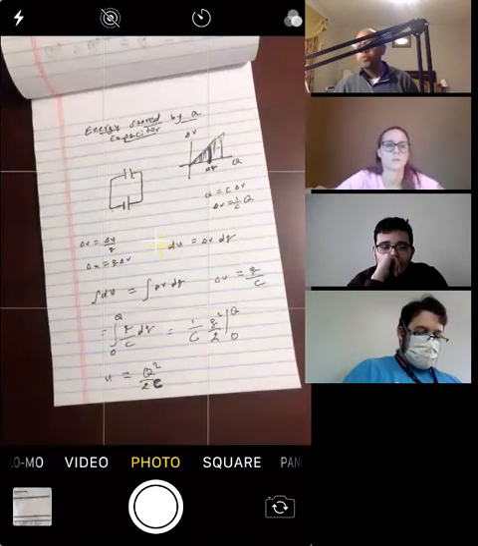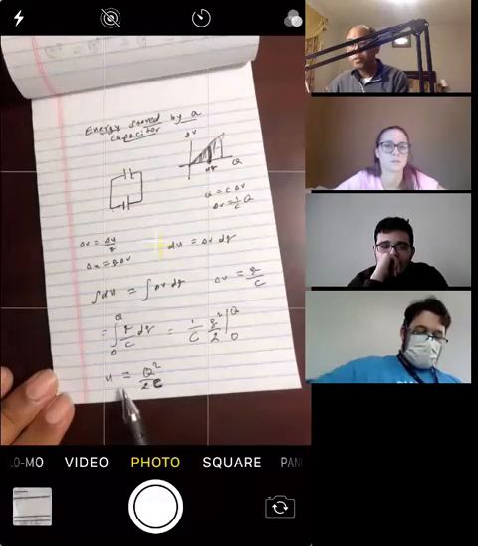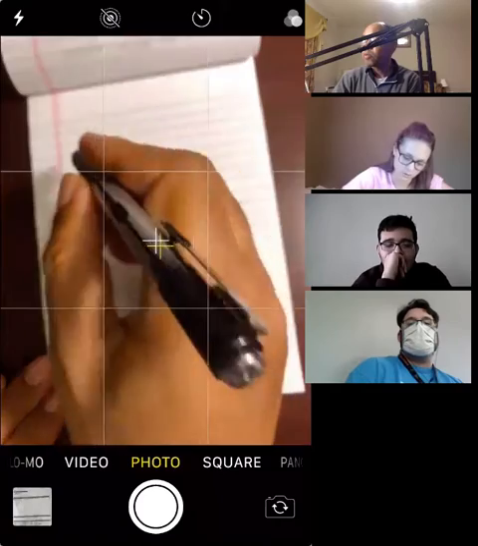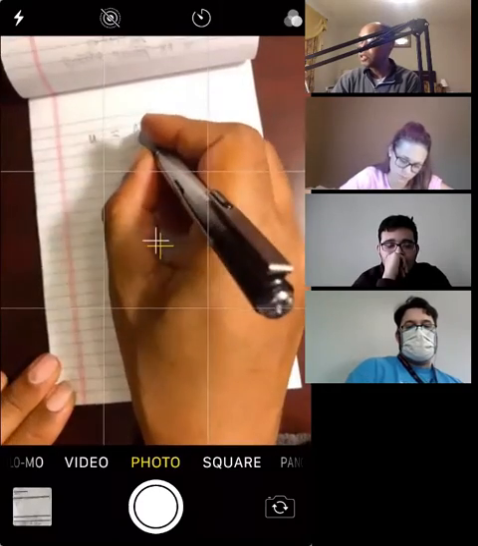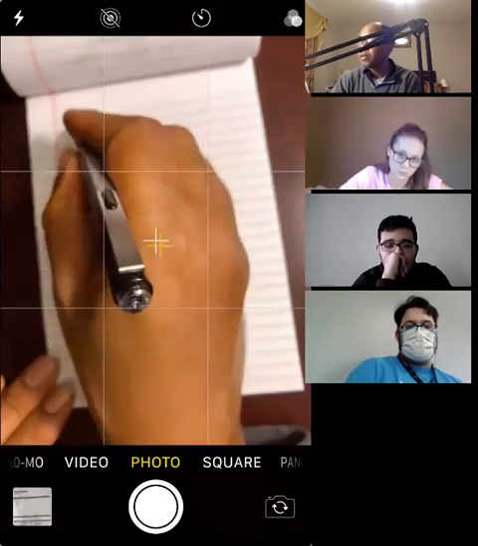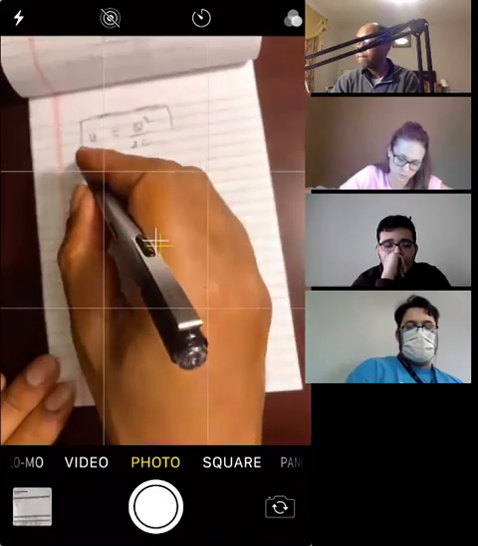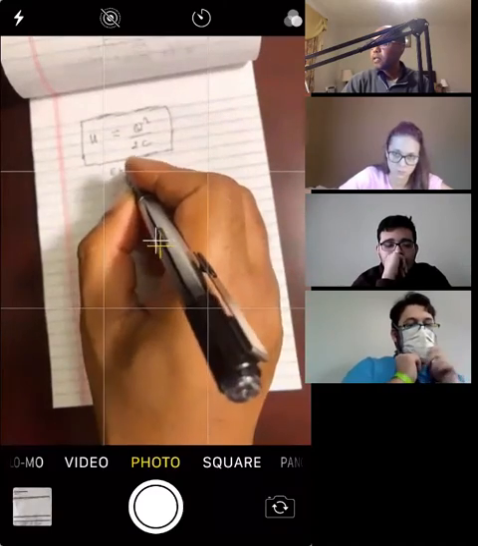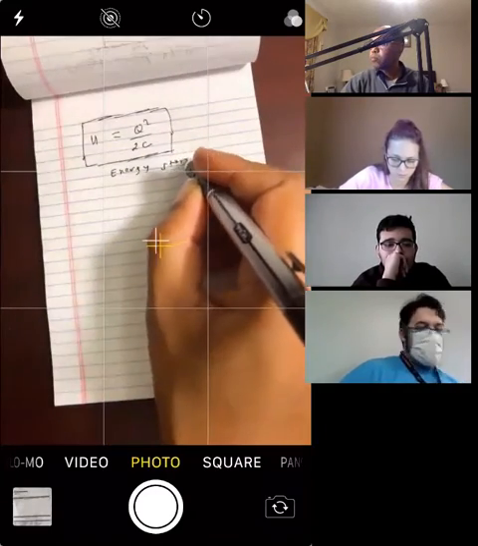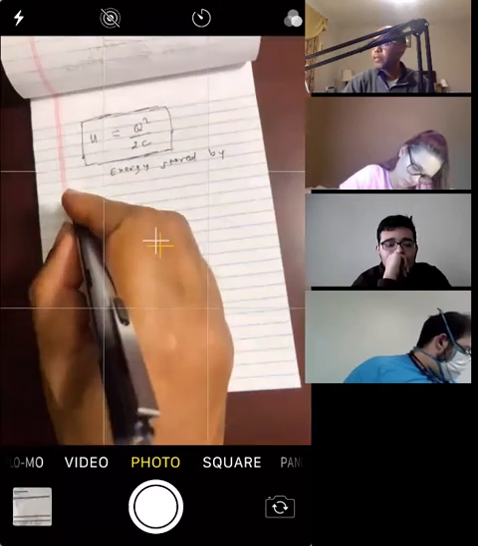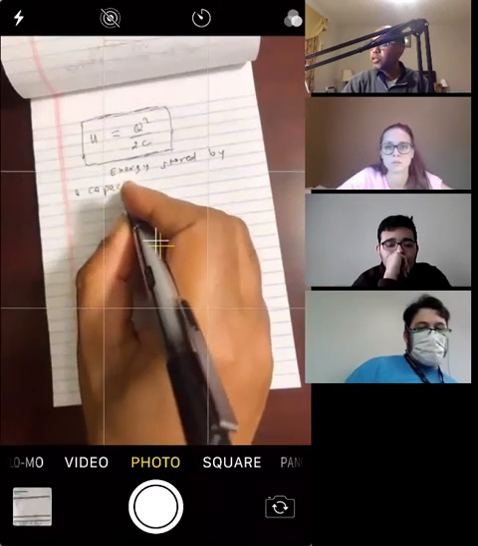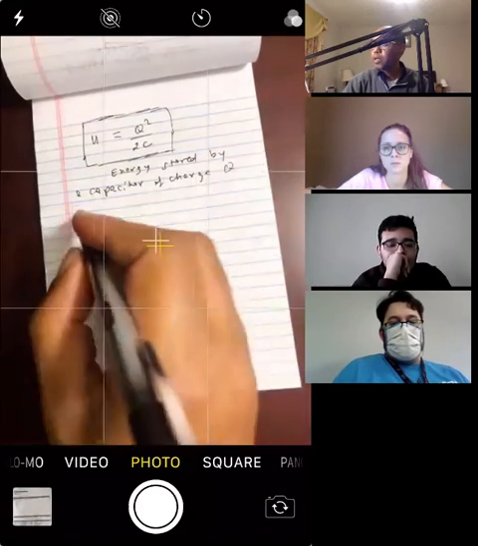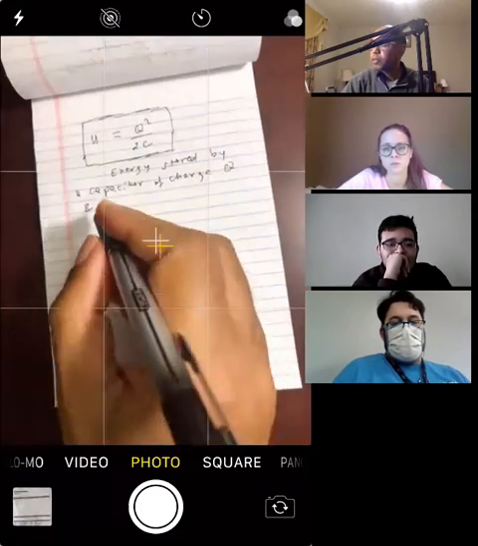So this would be the formula for the energy stored by a capacitor of charge Q and capacitance C. Let me put it in a box over here. So this is our formula: U equals Q squared divided by 2C. This is the energy stored by a capacitor of charge Q and capacitance C.